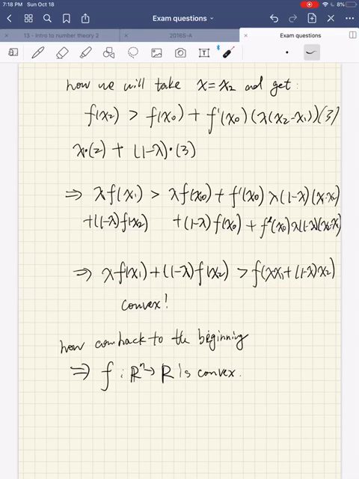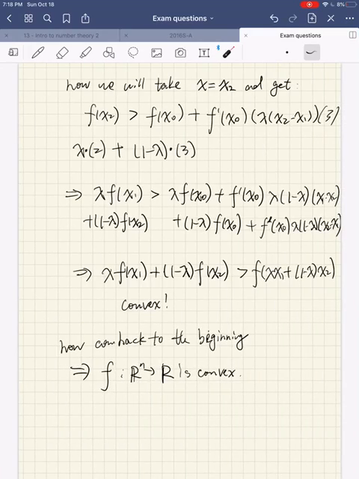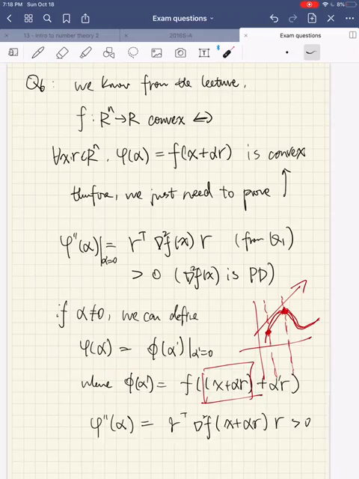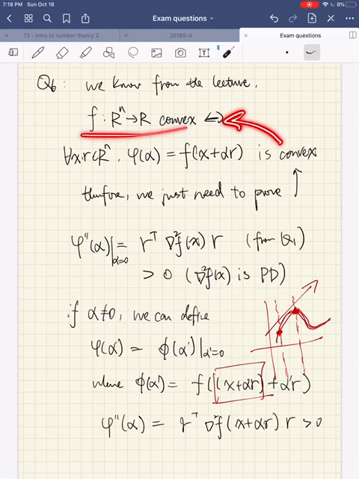Therefore, we proved that for any one-dimensional function, if you have a second derivative that is always positive, then you can say that the function itself is convex. So we proved that all of the lines that are defined on this f are convex. Therefore, we can simply get back here, so f itself is convex.